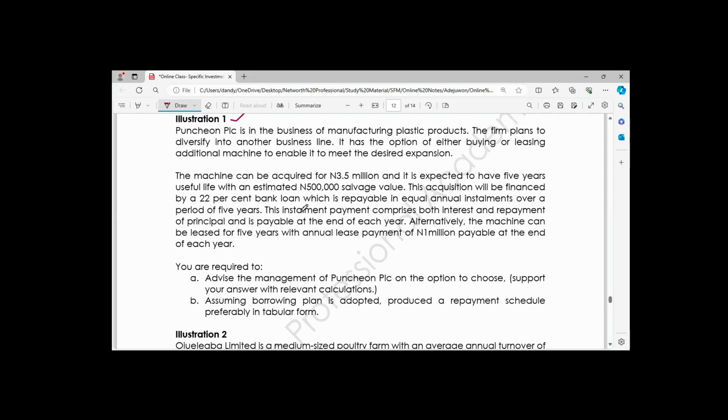Thank you, Fidelis. Now, the examiner is asking you to advise Punchon PLC on the option to choose, whether the machine should be purchased outrightly or the machine should be leased. When you look at this question, the examiner did not provide tax rates. So that means tax will not impact our cash flow. Therefore, you ignore tax. So if that is the case, there's no need for you to calculate tax saved on capital allowance. So let me quickly stop sharing this so that I can share the working notes.